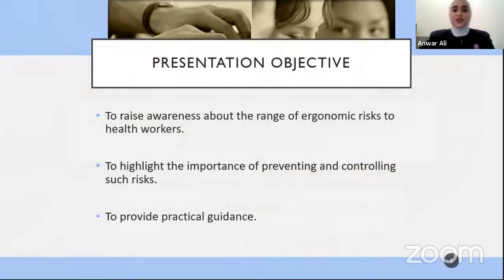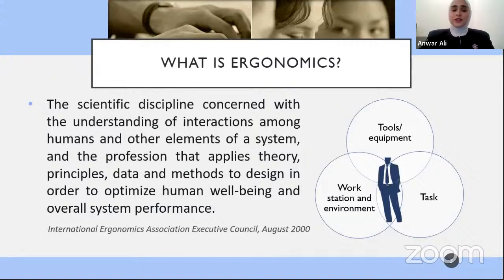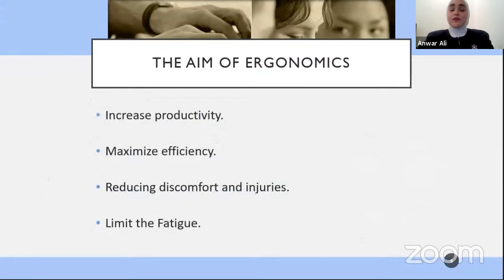The objective of my presentation is to raise awareness about the range of ergonomic risks to health workers, to highlight the importance of preventing and controlling such risks, and to provide practical guidance. First, for those who are not aware of ergonomics: according to the International Ergonomics Association Executive Council, it is a scientific discipline concerned with the understanding of interaction among humans and other elements of the system. For example, we have the workstation and environment, the tools and equipment that the worker uses to perform specific tasks, and the profession that applies theory, principles, data, and methods to design in order to optimize human well-being and overall system performance. So the aim of ergonomics in general is to increase productivity, maximize efficiency, reduce discomfort and injuries, and limit fatigue.